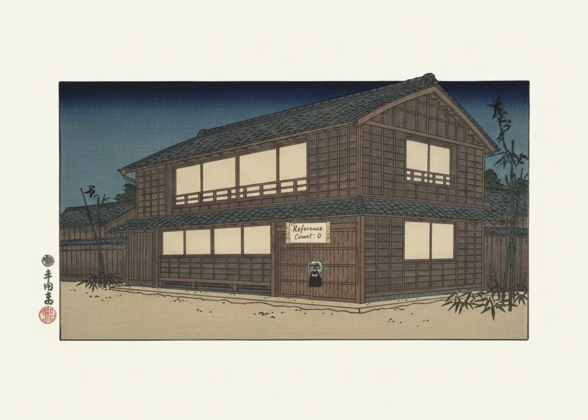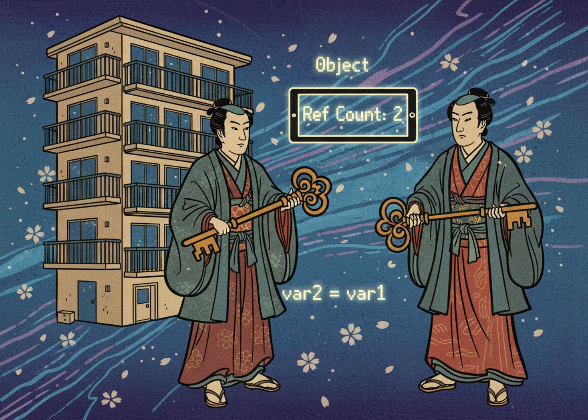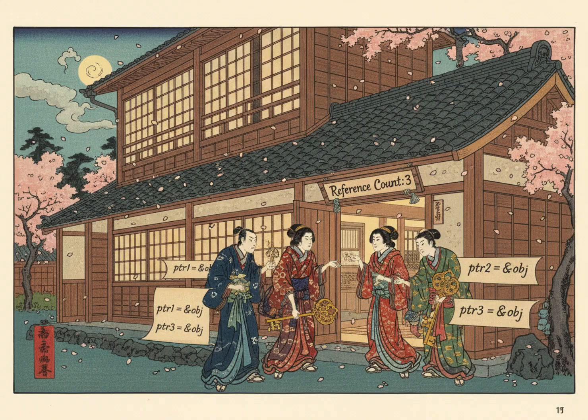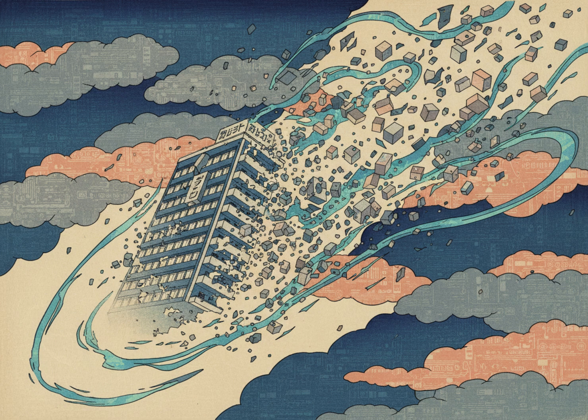So what is reference counting? Reference counting is Python's primary memory management technique. Every object in Python has a reference count, a number that tracks how many references point to that object. When this count drops to 0, Python immediately deallocates the object.